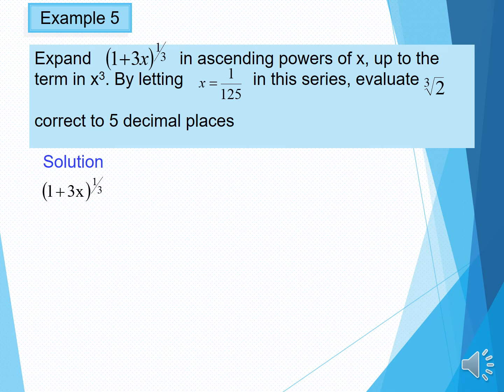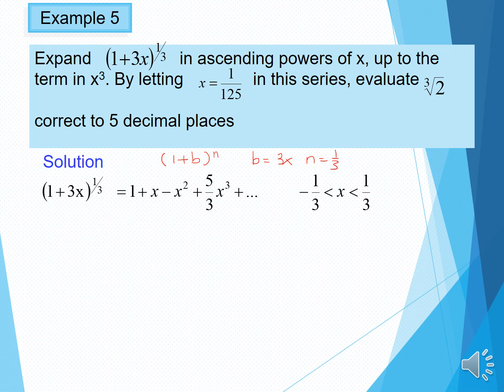(1 + 3x)^(1/3). We compare with (1 + b)^n. So b is equal to 3x and n is equal to 1/3. Since n is a rational number, substitute into the binomial expansion for n a rational number. So the answer is 1 + x - x^2 + (5/3)x^3, up to the term in x^3. This expansion is valid between -1/3 and 1/3.